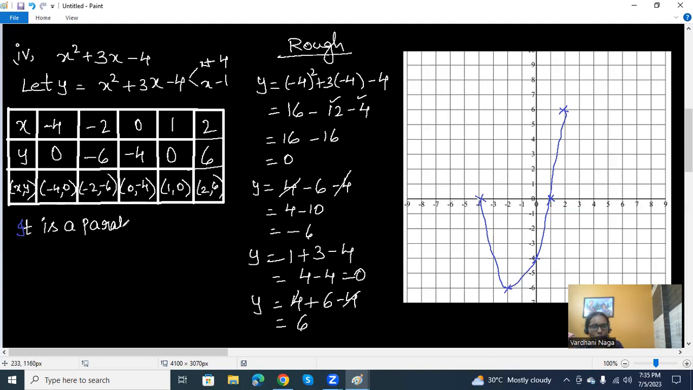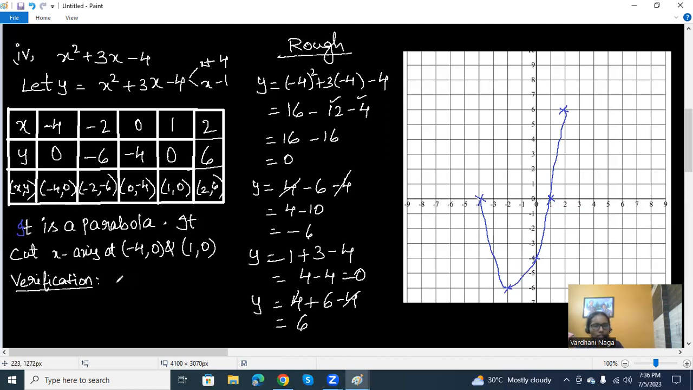It is a parabola. Next, the parabola cuts the x-axis. It cuts the x-axis at minus 4 comma 0 and 1 comma 0. Let's do the verification.